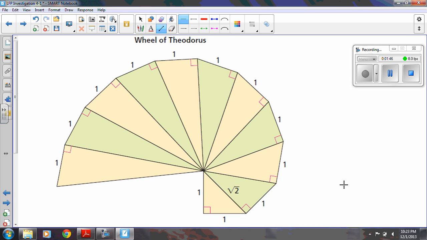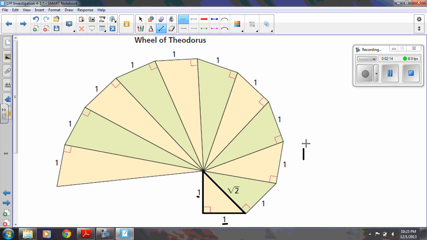Okay, it looks like this. And you can see the Wheel of Theodorus, it actually begins over here with a right triangle. Okay, and it goes counterclockwise, but I'll talk about that in a minute. So it begins with a right triangle, and if you figure out this right triangle, this is 1 unit for the leg and 1 unit for this other leg.